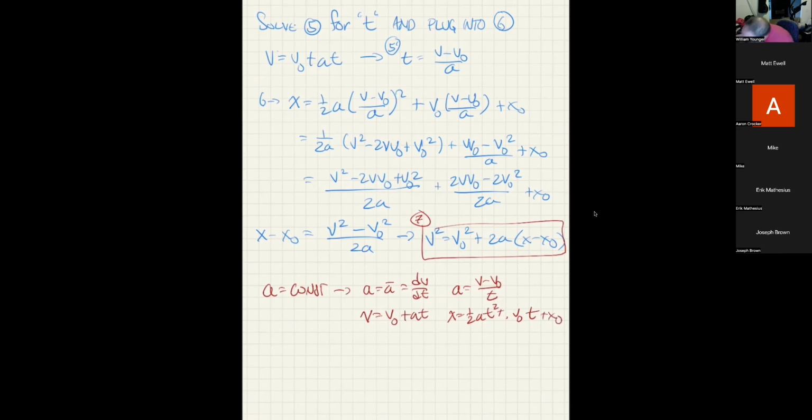Plus X0. Those all required A to be a constant, but then there was also this definition that V instantaneous is equal to dx over dt. And I'll say definitions, and A instantaneous is equal to dV/dt. And then V average is equal to distance divided by time.